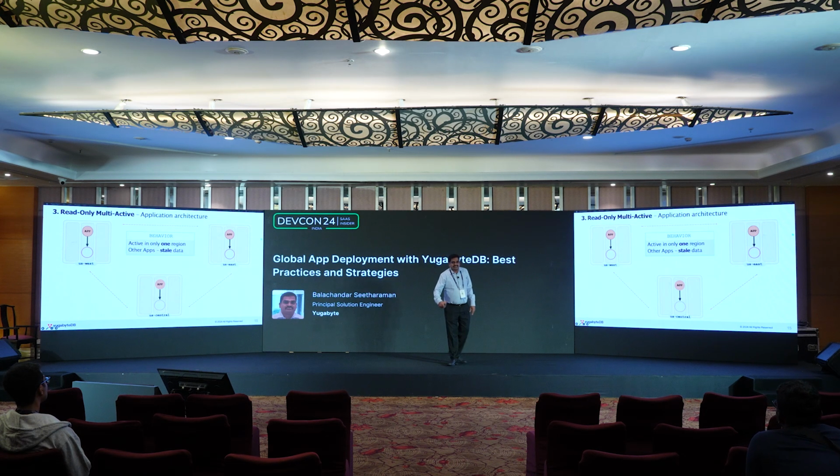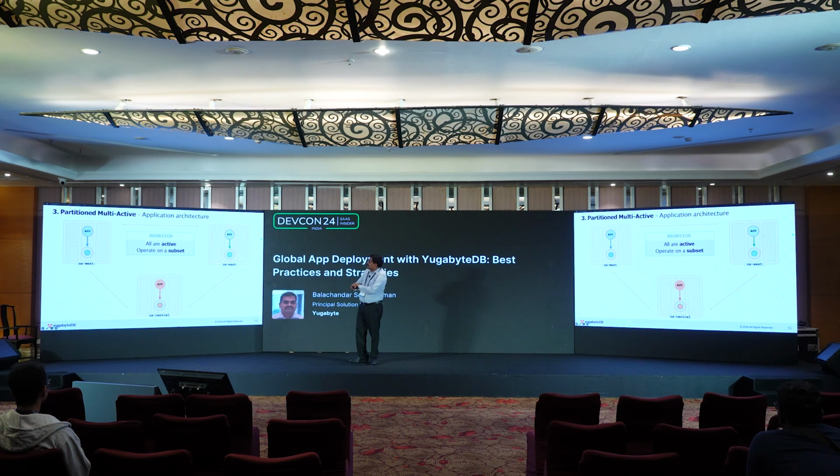So suppose I have a workload of 1000 TPS, 800 are writes and 200 are reads. Then the 200 can be served between those two nodes, and the 800 can be served on the central node. So this is the read-only multi-active. This is another architecture you may be using right today.